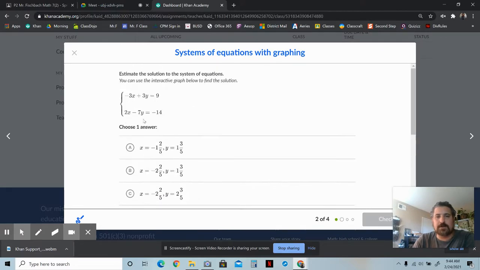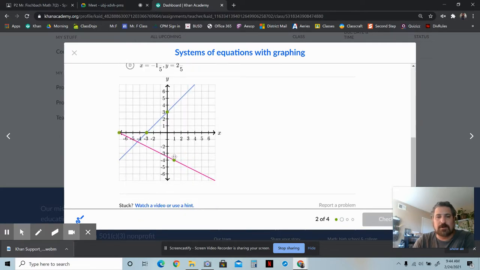And your y-intercept is going to be negative 7y equals negative 14. Divide both sides by negative 7. You're going to get y is equal to positive 2. So our y-intercept on our pink line is positive 2. So where do they cross? They cross right there. Now, what is the x position?